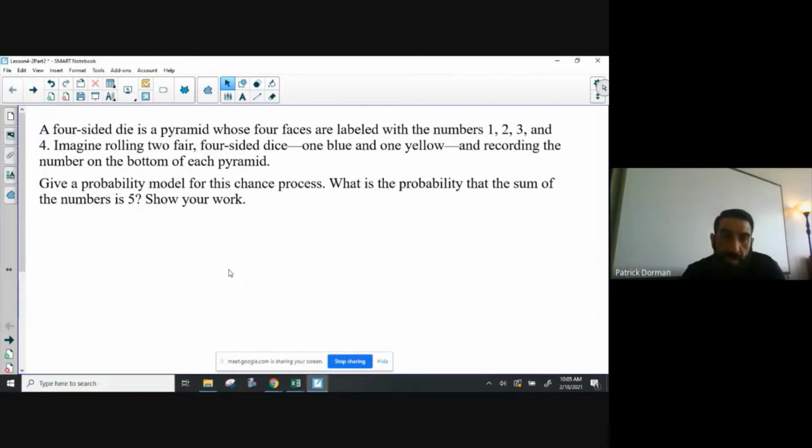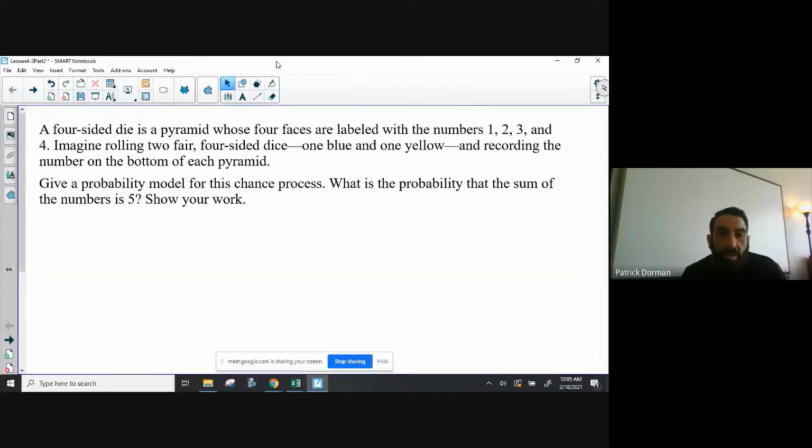I don't know if any of you are nerdy like me and have ever played some RPGs, but there is a four-sided die involved there. And the way it works is it looks like a pyramid, and the number that's on the bottom is the number that you rolled. So you pick the thing up, you look at it, and that's the number that you rolled.